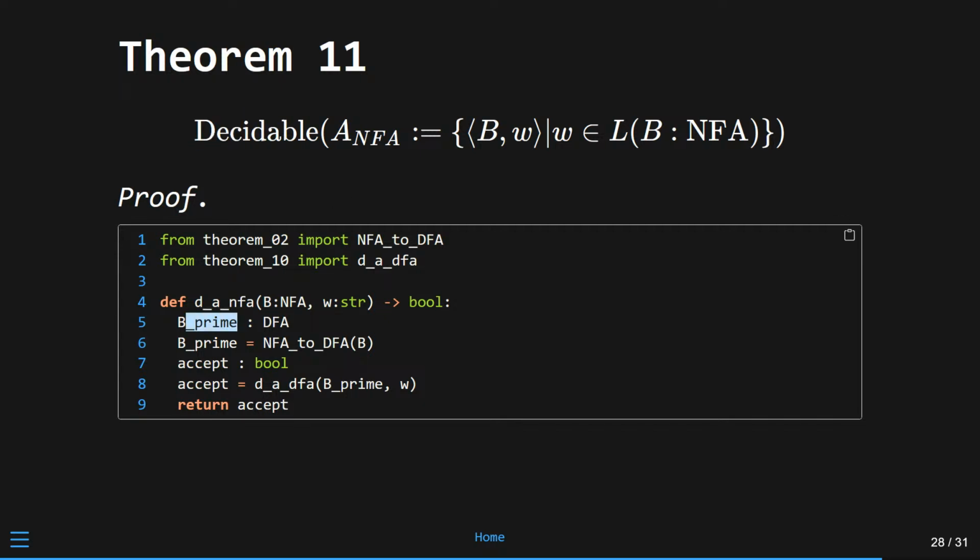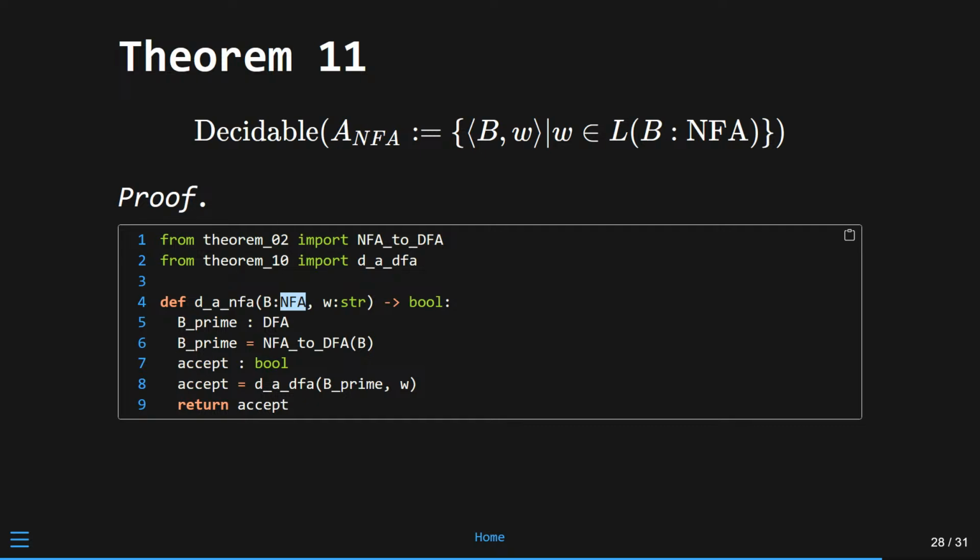We create some B prime, and it is of type deterministic finite automata. What makes it deterministic? Its internal JSON notation has a single string that has a single state that corresponds to each pair of states and letters, versus the NFA, which might transition to multiple states. So we have B prime.